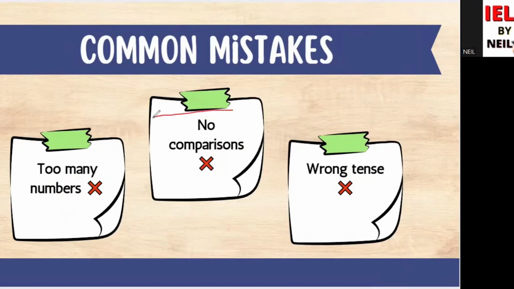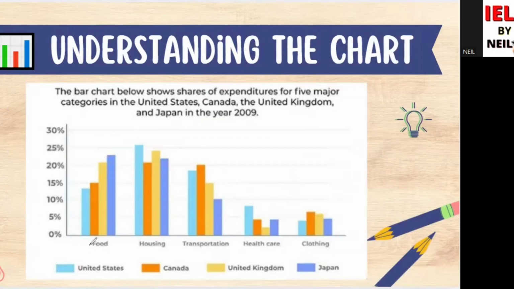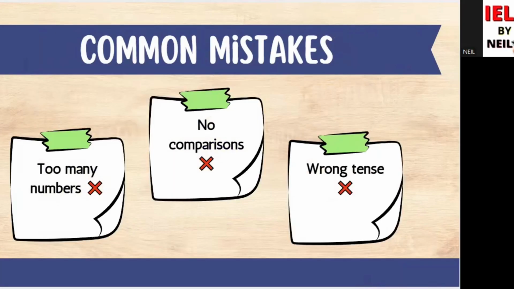Going to the next one: no comparisons. Sometimes students don't compare the data. Moving back to the diagram, for example, if you just talk about how this is this percent, and this is that, and you talk about all of these numbers without comparing between them, that's a bad strategy. We have to do comparisons. It is data, so if we don't compare, it will never look interesting. Comparison is a part of IELTS writing task one.